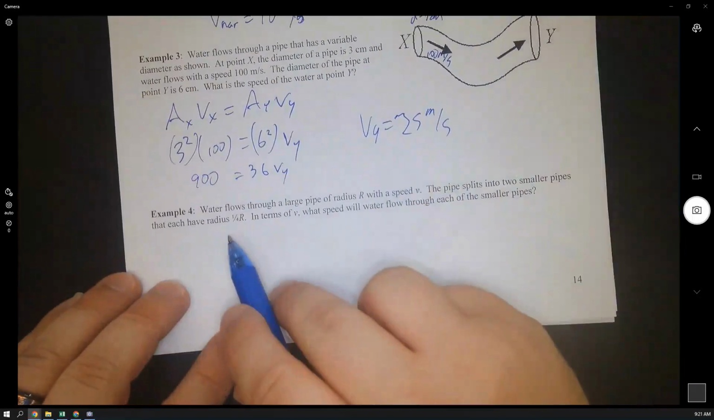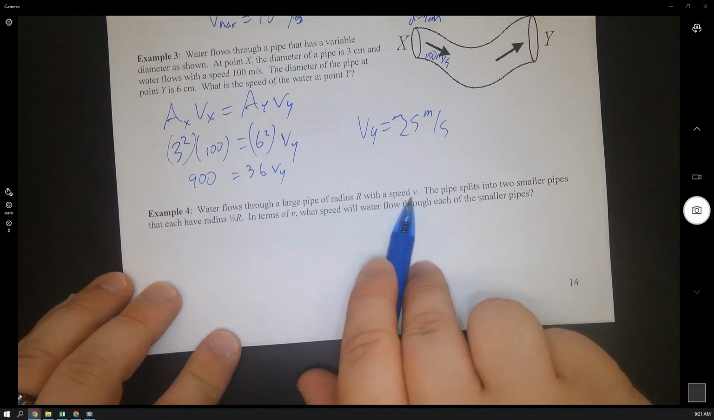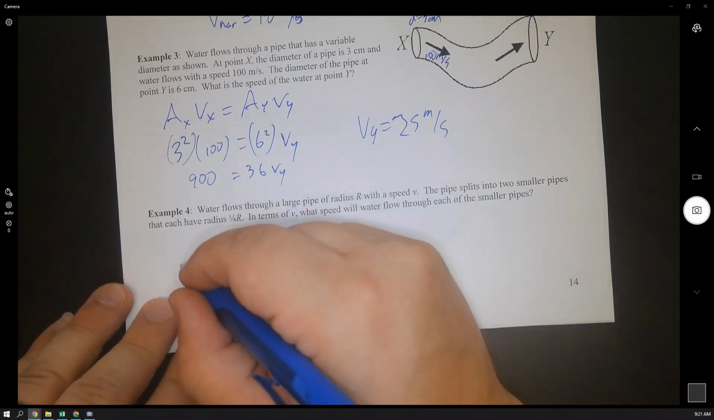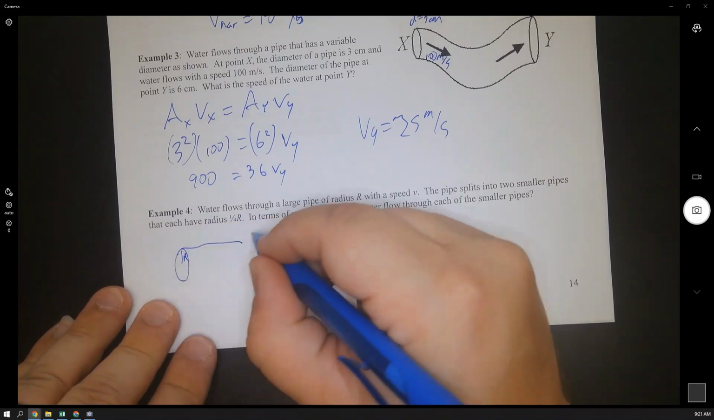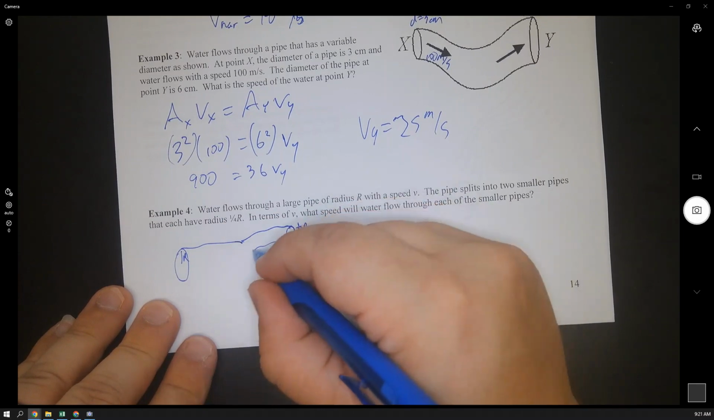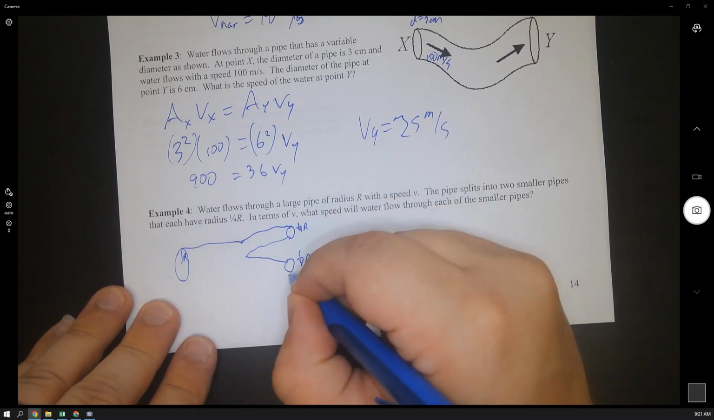And then same story here. Water flows through a large pipe of radius r, speed v. The pipe splits into 2 smaller pipes, each with a radius of 1/4 r. So here's the r, and here's the pipe, and then here's 1/4 r, and then this is 1/4 r, right?